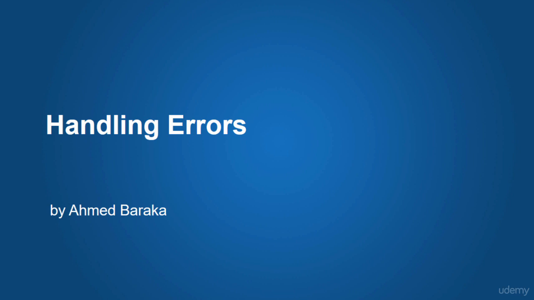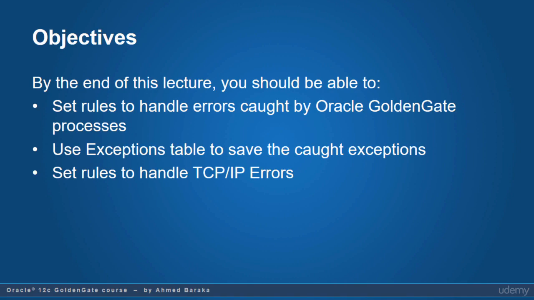Hi everybody. In this lecture I'm going to talk about handling errors in Oracle GoldenGate. By the end of this lecture you should be able to set rules to handle the errors caught by Oracle GoldenGate processes, use an exceptions table to save the caught exceptions, and set rules to handle the TCP/IP errors.